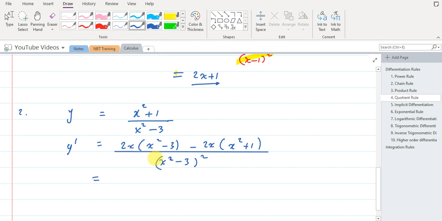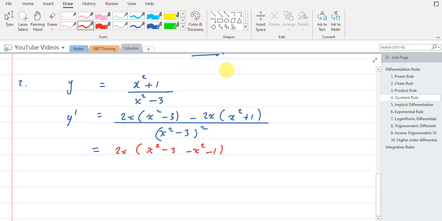Now what are we getting? We can actually go and simplify this function. We should try to simplify as far as possible. So if I take out 2x as a common factor from both, I'm getting x squared minus 3. I'm taking out 2x as a common factor, so minus x squared, because we took out a minus 1 here, all over x squared minus 3 all squared.